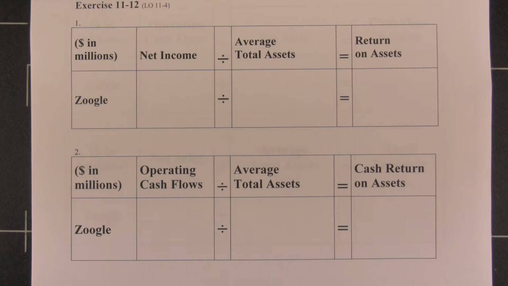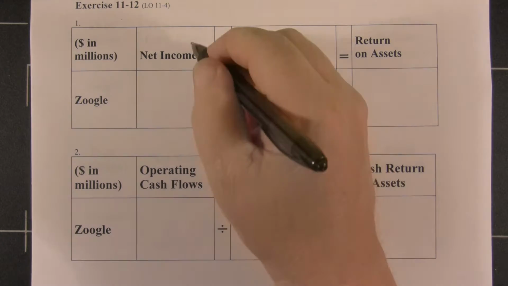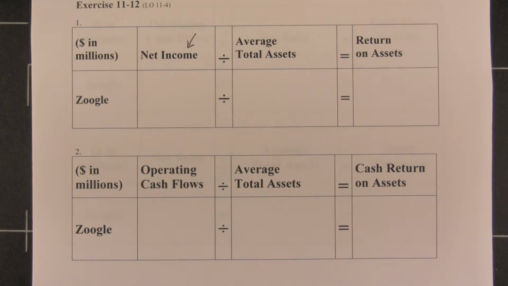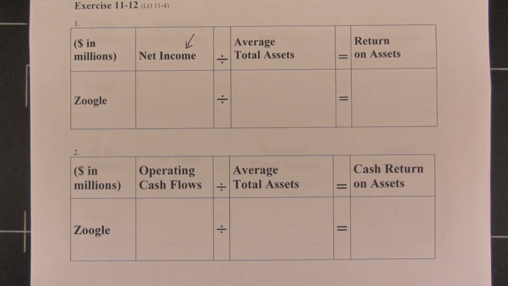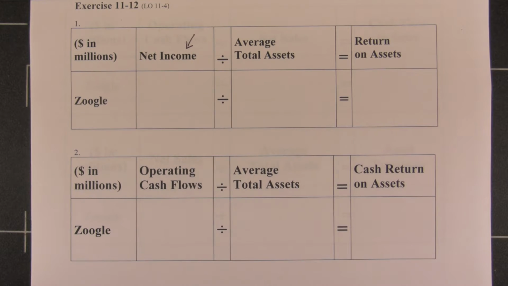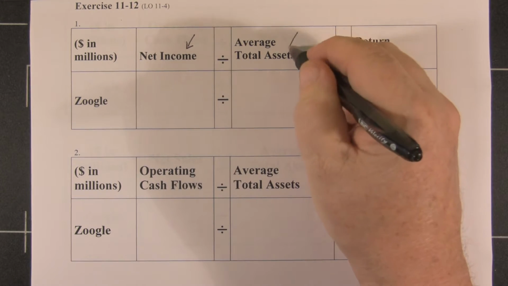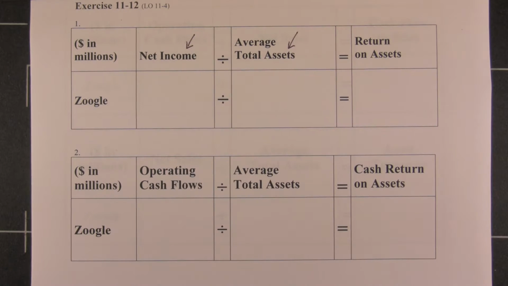Exercise 1112 is about doing some key ratios where we're looking at income, cash, and assets, and probably the most common is return on assets. The thing you have to keep in mind is that an income statement gives you a single number over a period of time. A balance sheet, total assets, gives you a number as of a point in time. So it's not real good to take an income statement number and compare it to a balance sheet number.